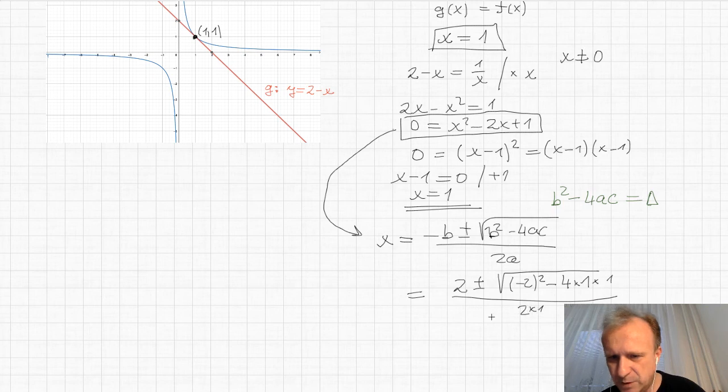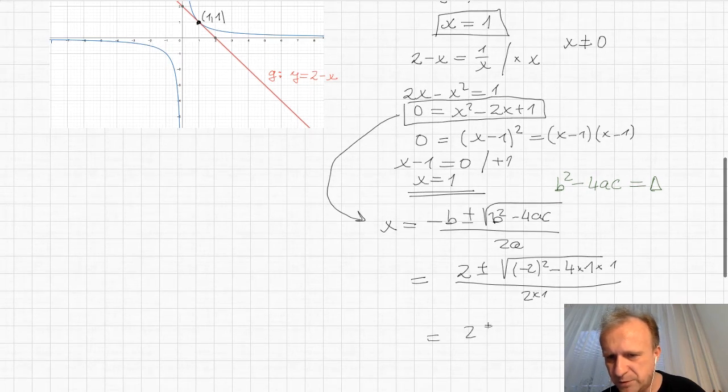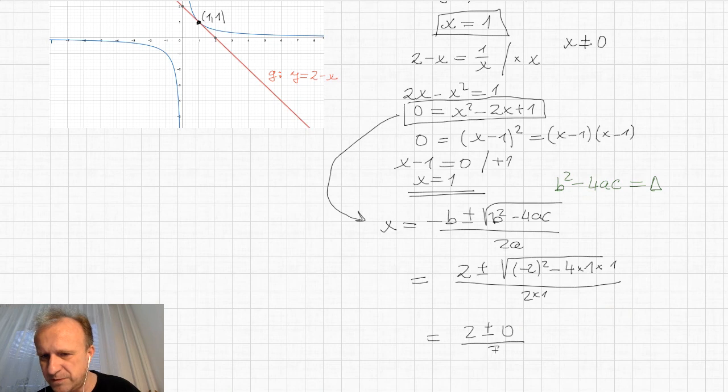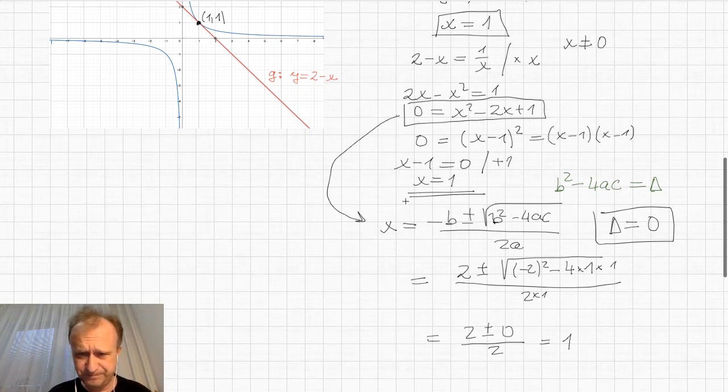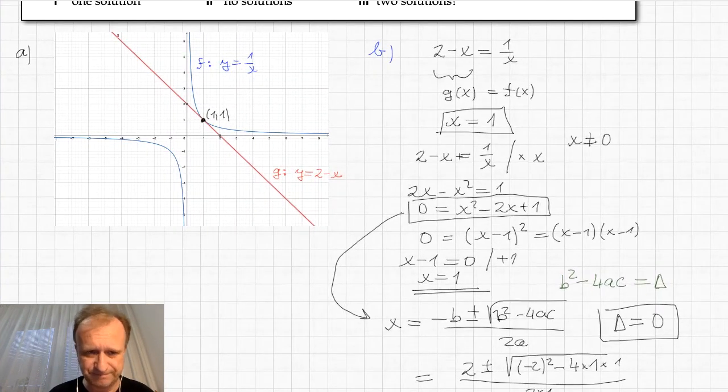So I would get 2 plus or minus. Now look here, 4 minus 4 is 0, so it's the square root of 0, so it's 2 plus or minus 0 divided by 2, so it's really just 2 over 2, which is 1. So the discriminant in this case was equal to 0. This was the interesting fact about the solution of this equation.